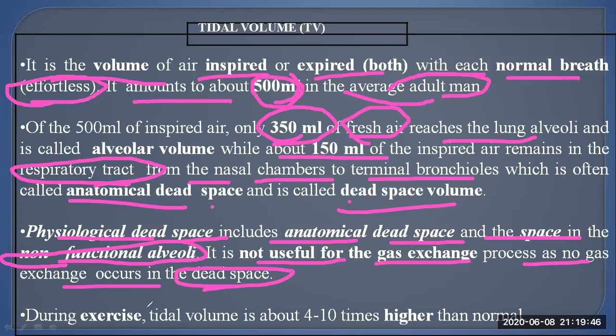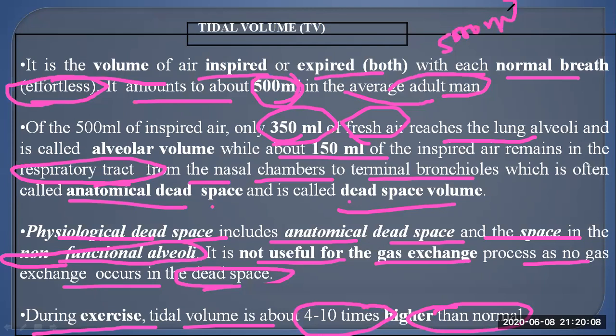Next, it is saying that during exercise tidal volume may be increased. How many times? It may be increased 4 to 10 times higher than normal. So normally we see about 500 ml, but during exercise it will become 5000 ml.